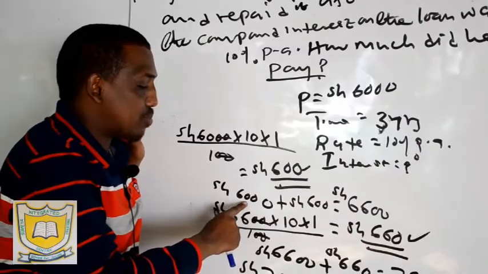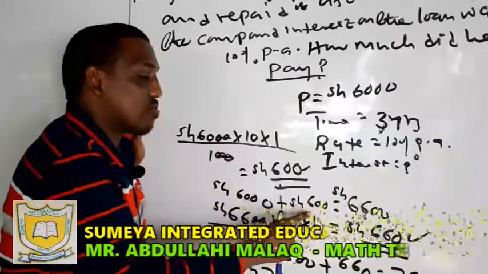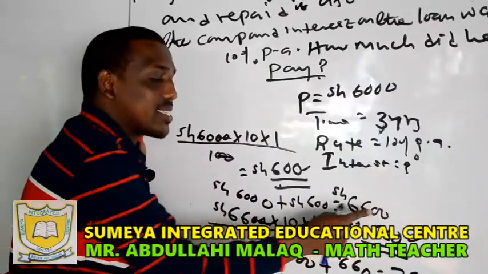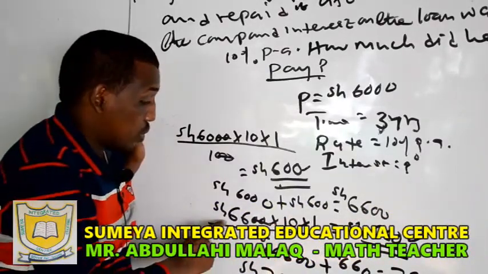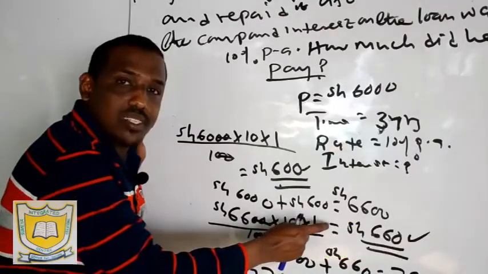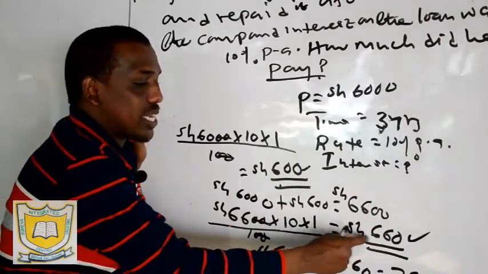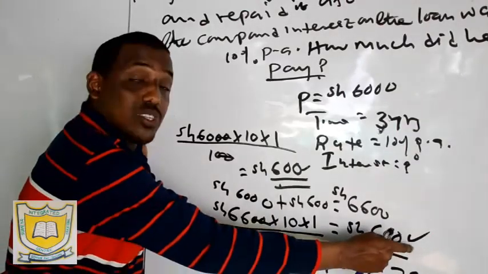So what do you do to get the second year's principal? You say the first principal, which is 6,000, plus the interest of the first year, 600, that is 6,600. This is now the new principal. So principal 6,600 times rate 10 times time 1 over 100. Cancel, 66 times 10, you will get 660. You underline, that is the interest of the second year.